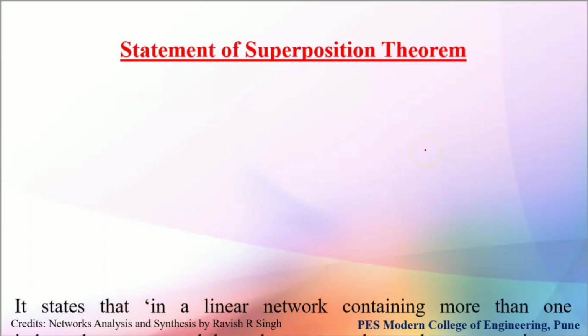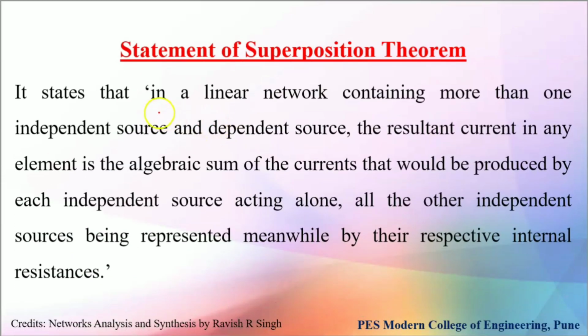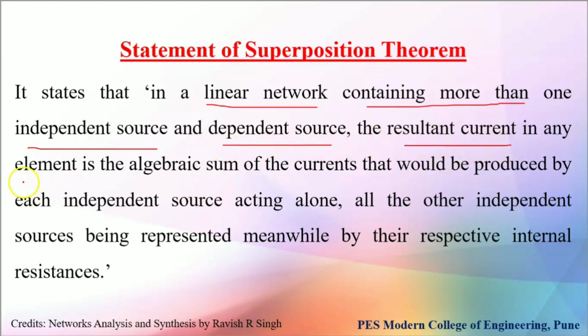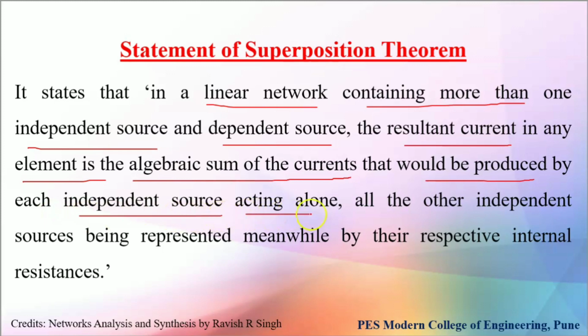Statement of superposition theorem. It states that in a linear network containing more than one independent source and dependent source, the resultant current in any element is the algebraic sum of the currents that would be produced by each independent source acting alone, all the other independent sources being represented meanwhile by their respective internal resistances. This is the statement of superposition theorem.